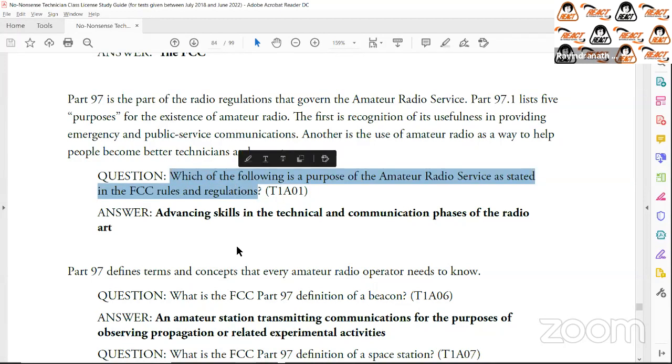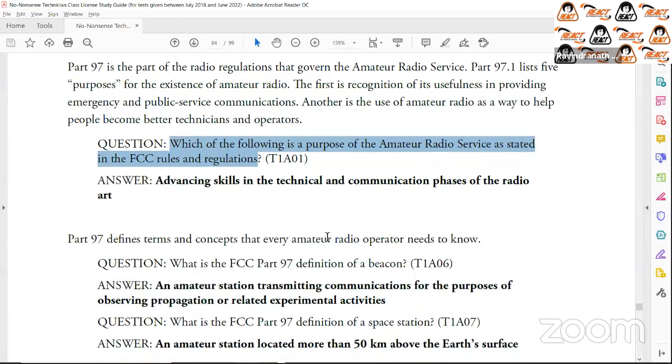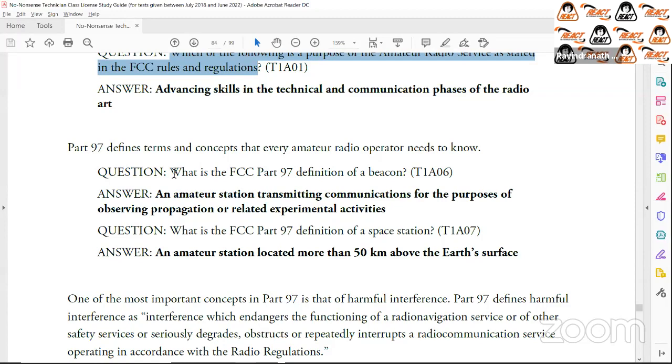Right. Moving right along. Which of the following is a purpose of the amateur radio service as stated in the FCC rules and regulations? Remember we had looked at what the purpose was, and there were 5 of them. Well, they only want to know about 1 of them in the exam, right? So that one is, purpose is advancing skills in the technical and communication phases of the radio art. Very important aspect of amateur radio.